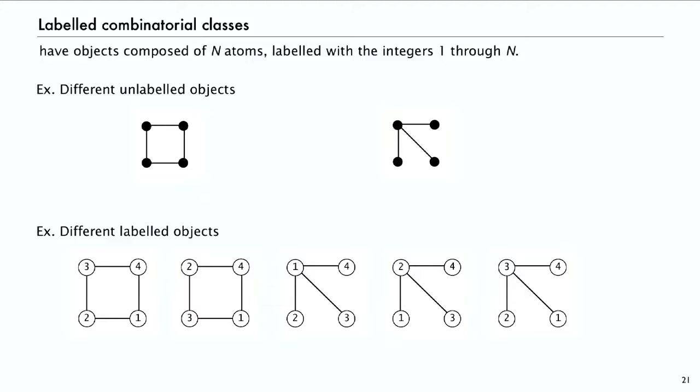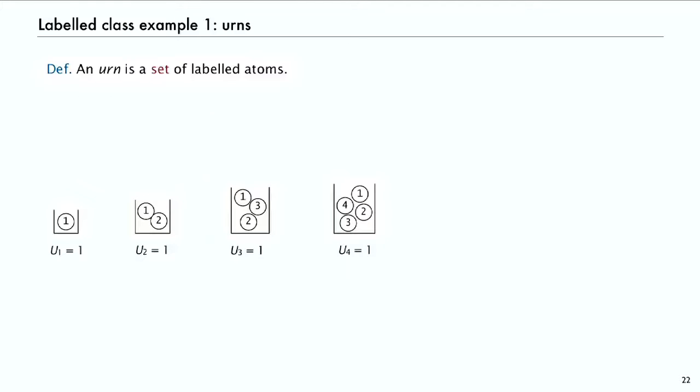There's a big difference in studying the number of different objects because the labels provide so many more possibilities. In fact, when we're working with labeled objects, we use exponential generating functions for that reason, and that'll become clear as we move along. All right, so let's look at some basic simple examples again of labeled objects.